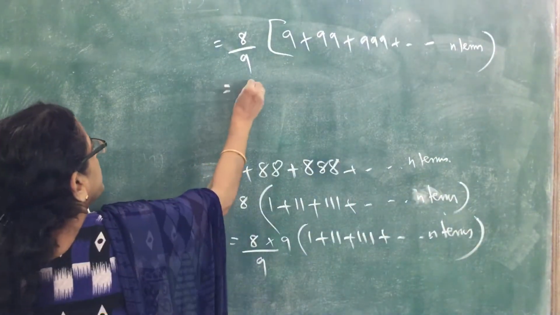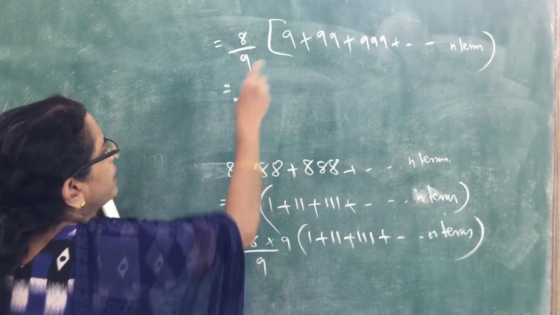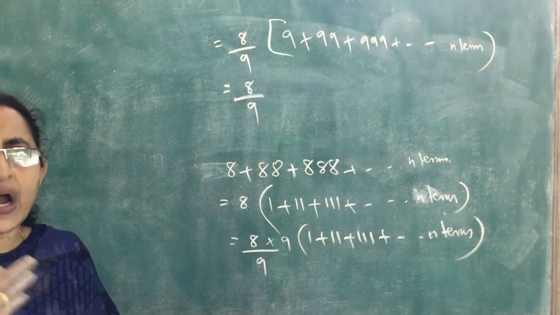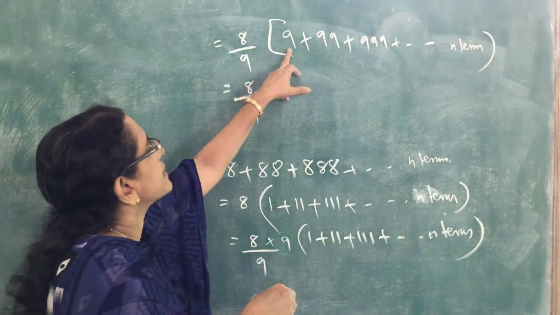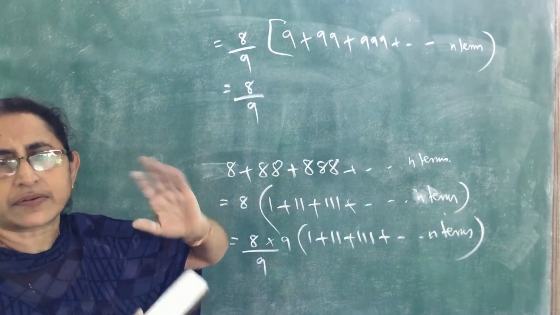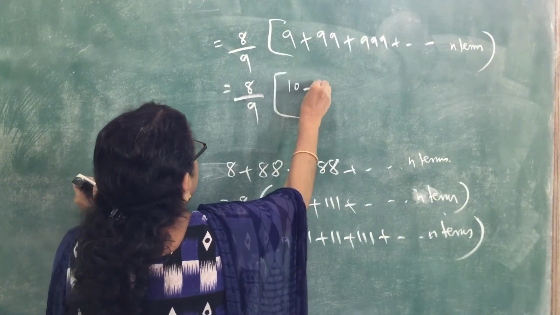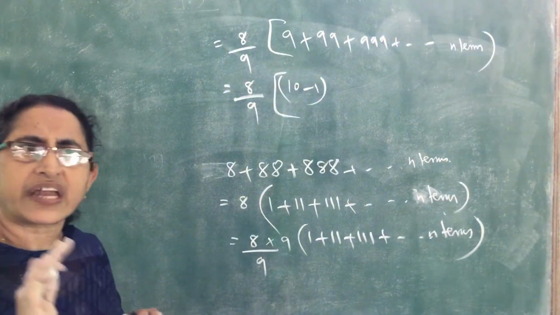That is equal to 8 by 9 into. Now see this, now also that is not an AP or GP. So now we have to write 9. 9 we can write as 10 minus 1. So the first term we wrote as 10 minus 1.